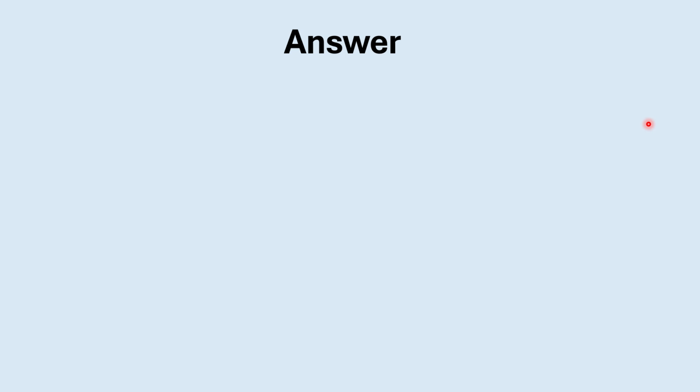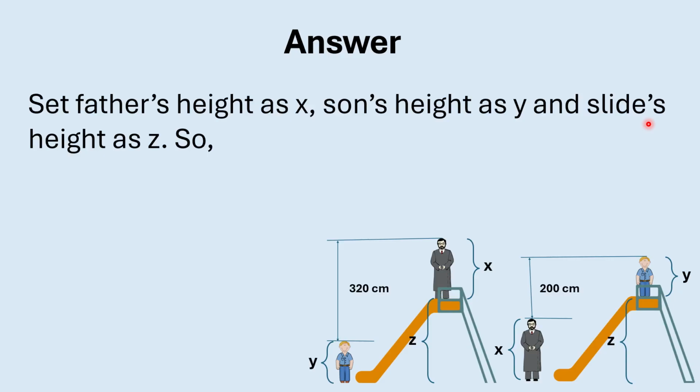Okay, let's have a look at the answer together. I'm sure there are several different ways to solve it, but for me, I still recommend our traditional algebra method to crack it. Firstly, let's set the father's height as x, the son's height as y, and the slide's height as z. So based on these two diagrams, we can establish two equations.